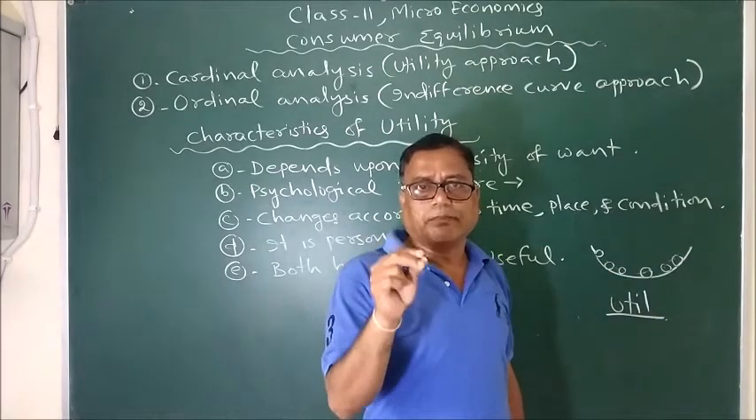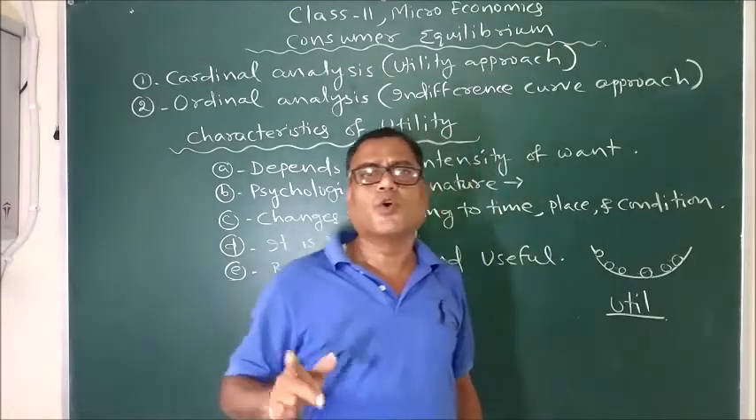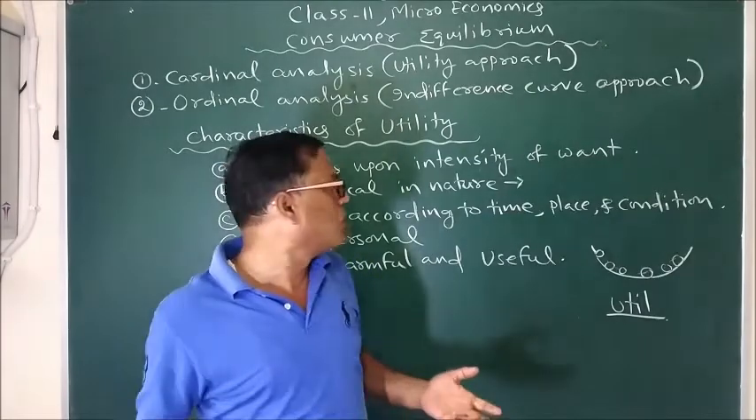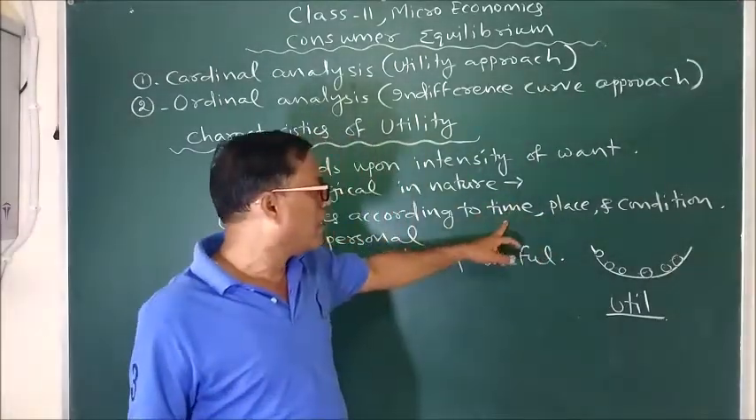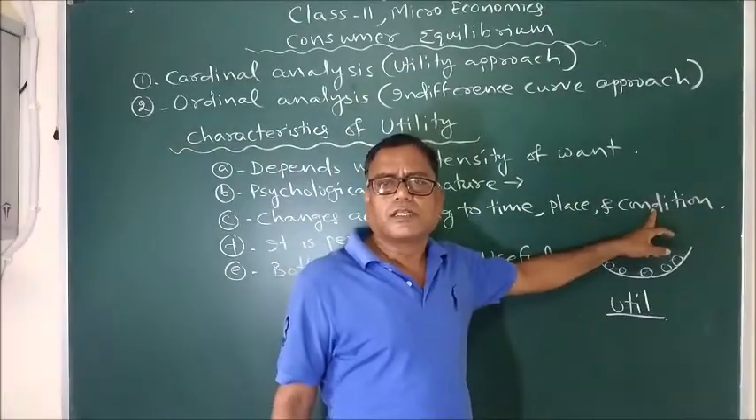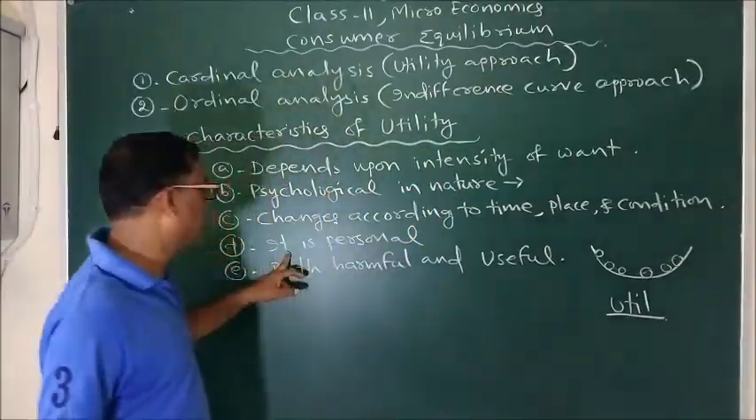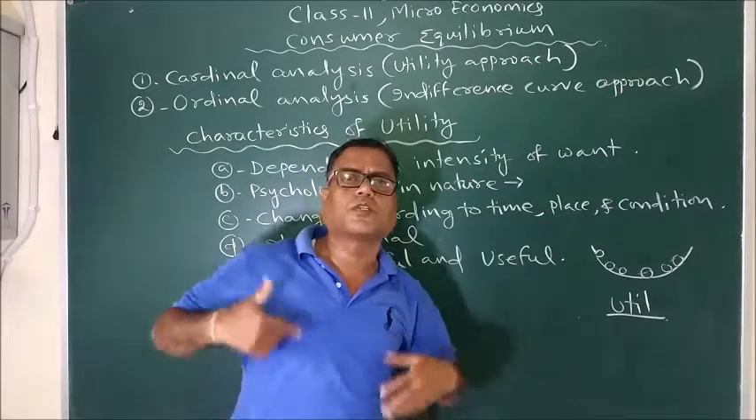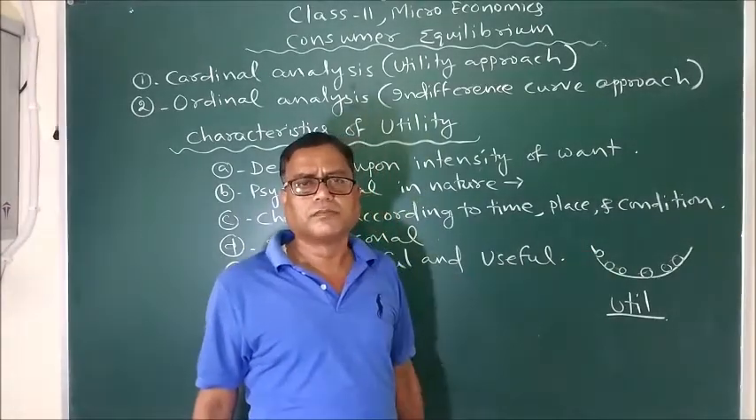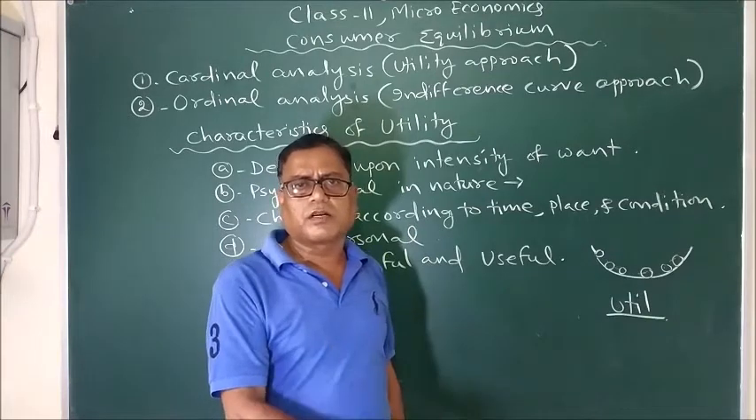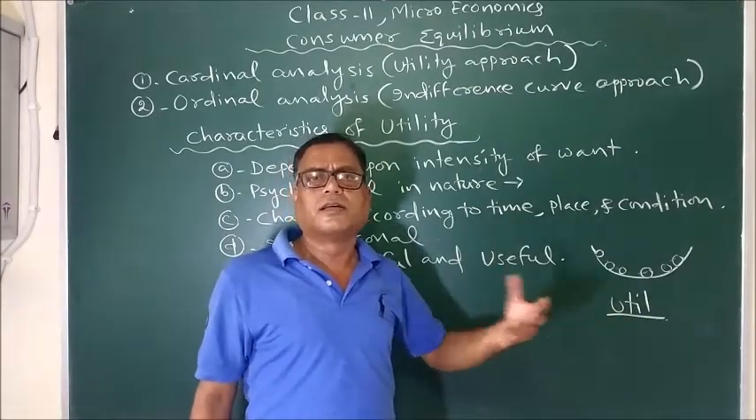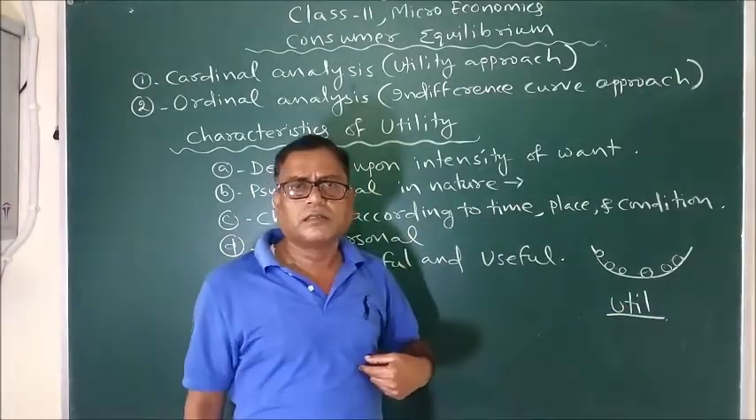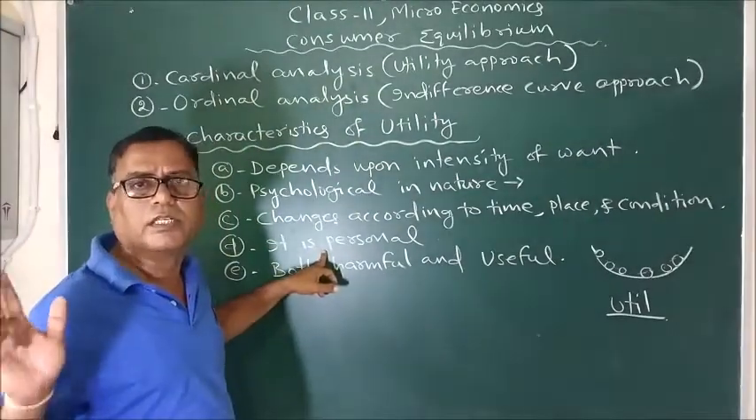For example, a medicine may give us more satisfaction when we are sick rather than when we are okay. So utility changes from time to time, place to place and condition or circumstances. The next point is, it is personal in nature. Suppose I like samosa much and my friend likes aloo bonda much. So I may get more satisfaction by consumption of a samosa than my friend, and he would get more satisfaction by consuming an aloo bonda than me. So utility is quite personal in nature.